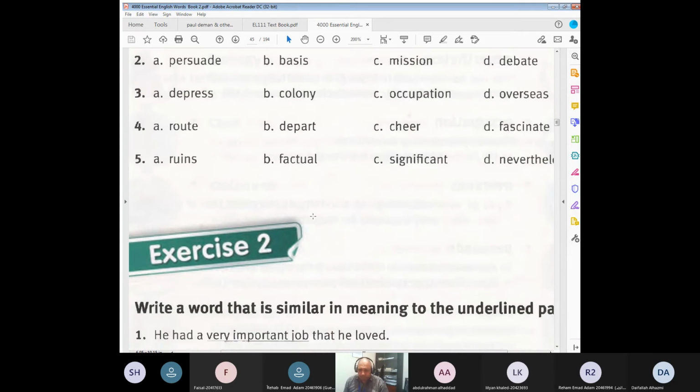Four. I think it's A and B. I think it is C and D. I think A and B are, when you depart, yes, right. These two are correct.